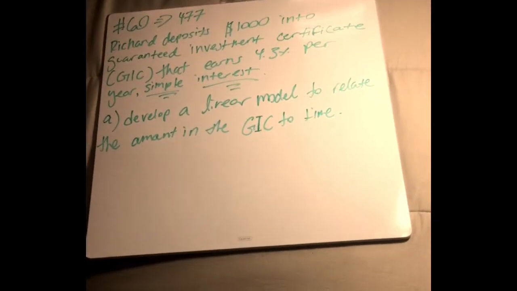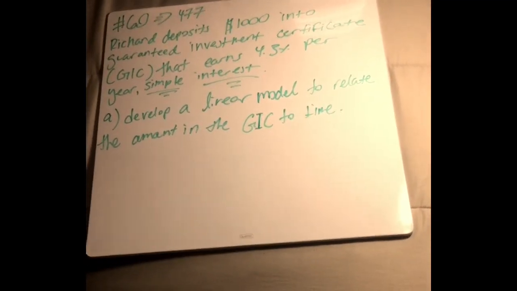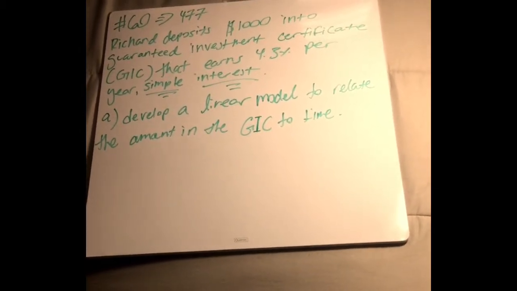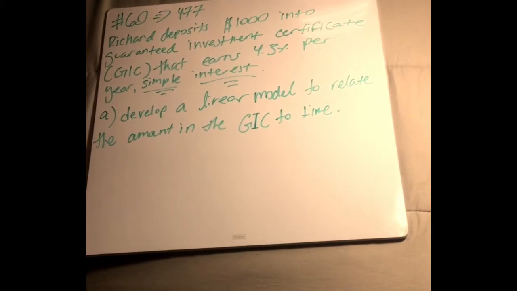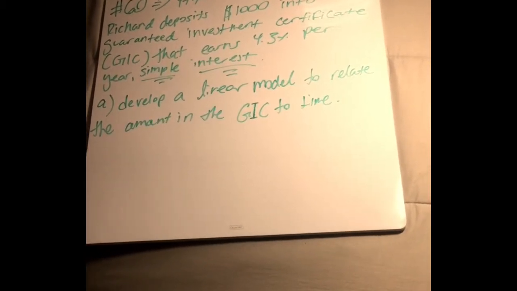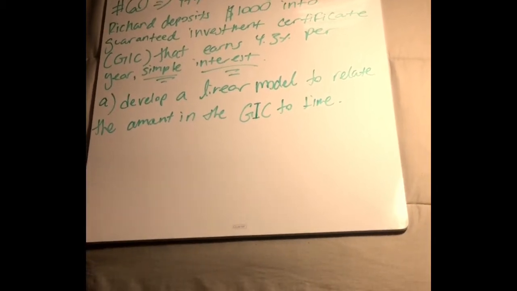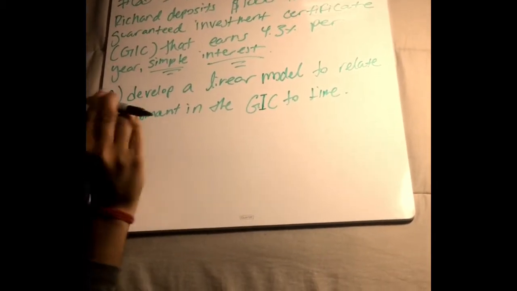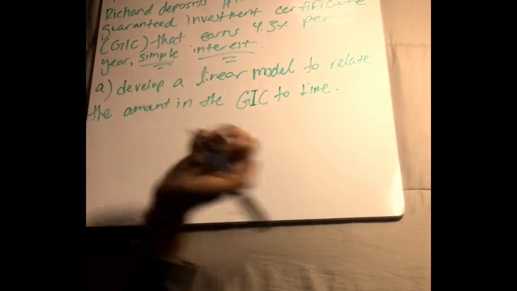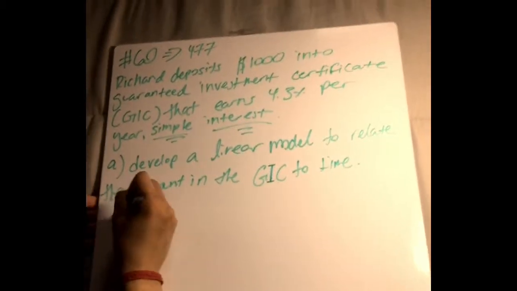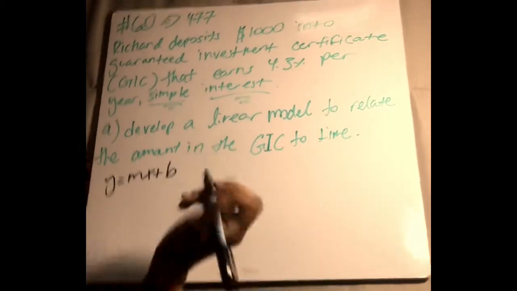Okay, so question number 60 on page 477 states, Richard deposits $1,000 into a guaranteed investment certificate, a GIC, that earns 4.3% per year with simple interest. And part A tells us to develop a linear model to relate the amount in the GIC to time. So we know that simple interest can be converted into a linear formula. So y equals mx plus b.